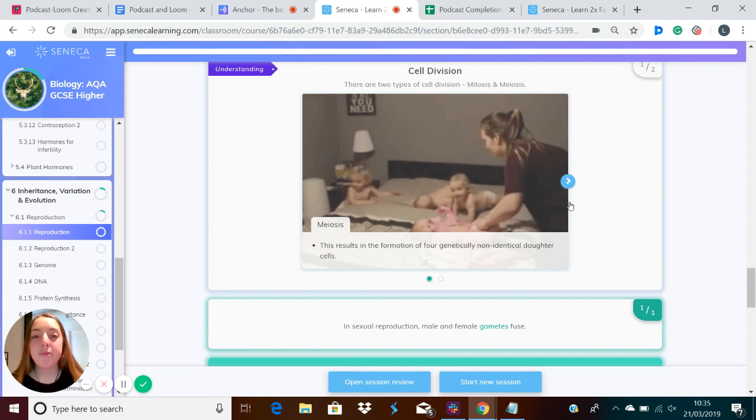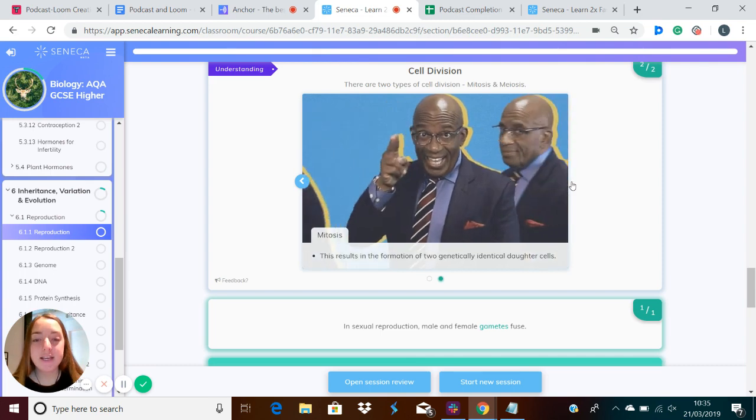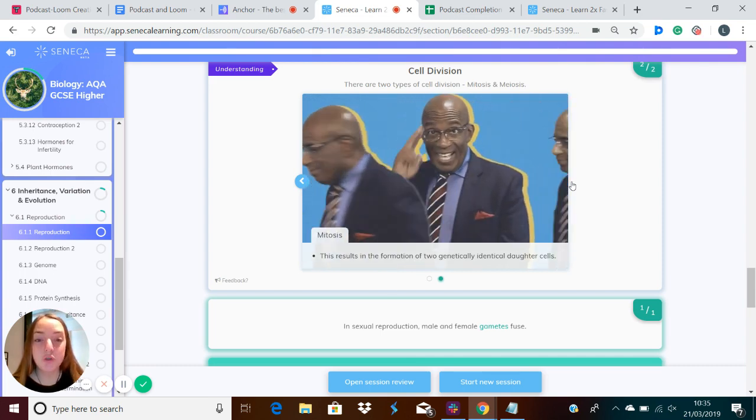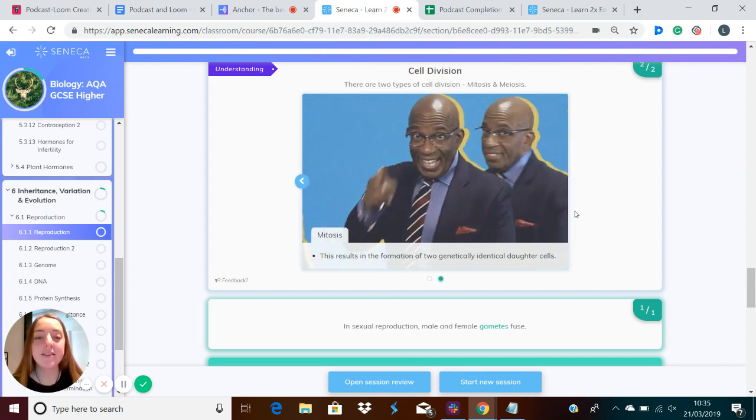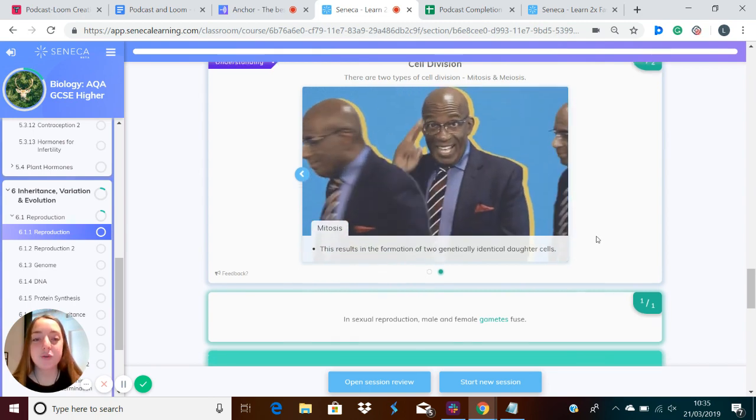So can you remember what the two types of cell division are? We've got mitosis and meiosis. So meiosis results in the formation of four genetically non-identical daughter cells and is used in sexual reproduction. And mitosis results in the formation of two genetically identical daughter cells and is used in asexual reproduction.